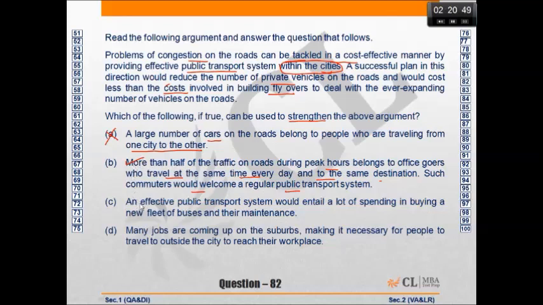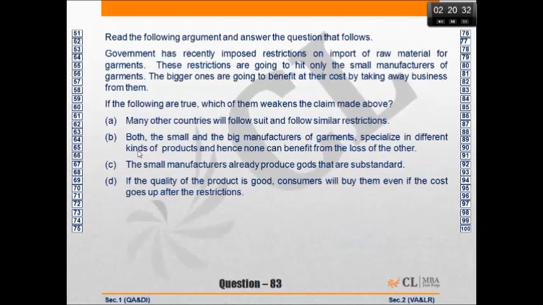Let's look at the other choices. An effective public transport system would entail a lot of spending in buying. No, this will actually weaken again. Choice D: many jobs are coming up in the suburbs, making it necessary for people to travel outside the city. Not relevant, we have to restrict ourselves to within the city. So the correct answer is choice B.